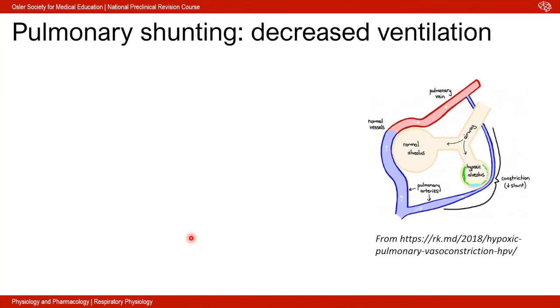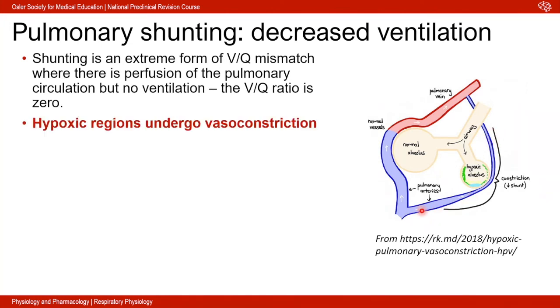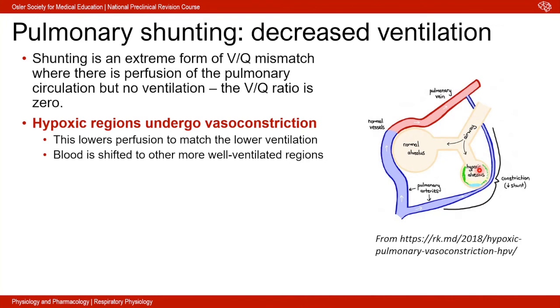Pulmonary shunting is an extreme cause of this. Basically it's where the VQ ratio is 0, because we've got no blood going through. This happens in hypoxic regions, and these arteries will vasoconstrict. They'll get very small, very thin, stopping the blood going through. So it lowers the perfusion to match the lower ventilation. This is good for the lungs, really, because it means that blood will be sent towards places that are being ventilated, so you'll help the VQ matching in other regions.